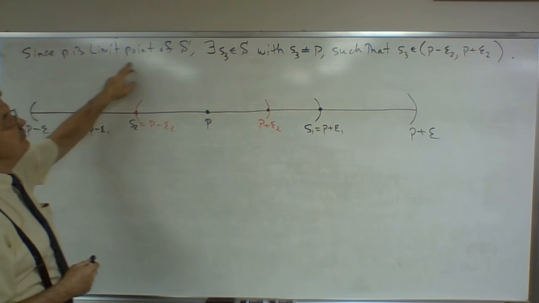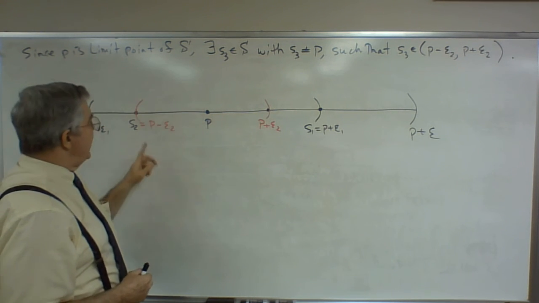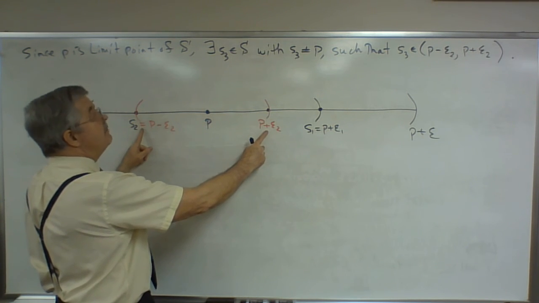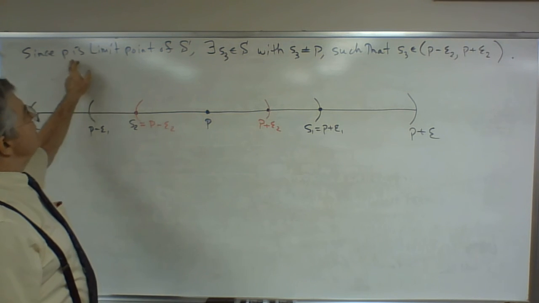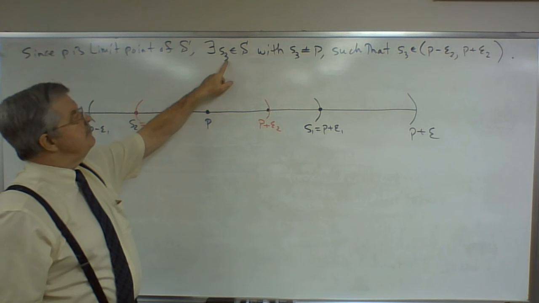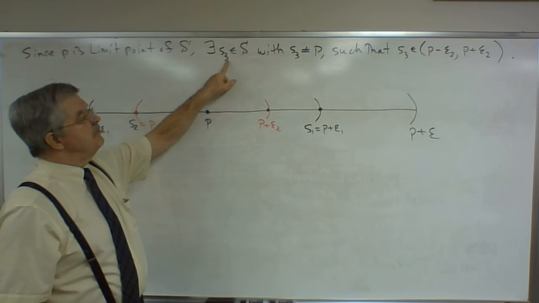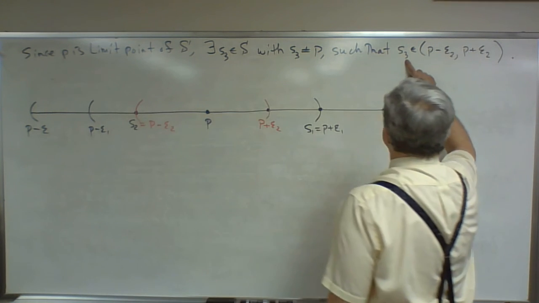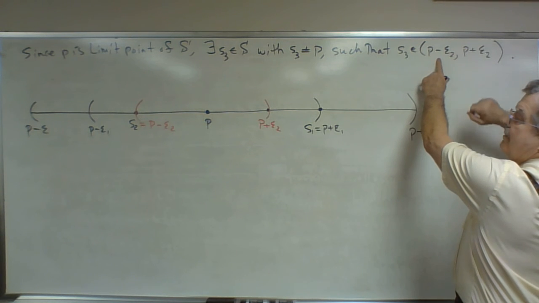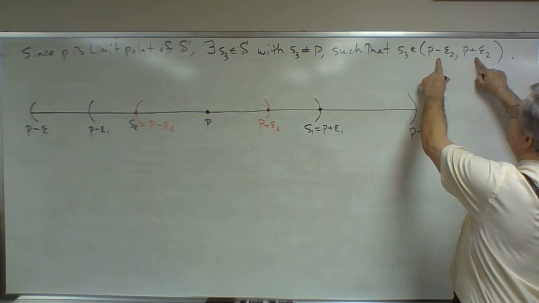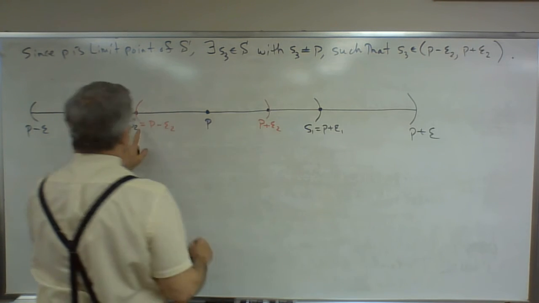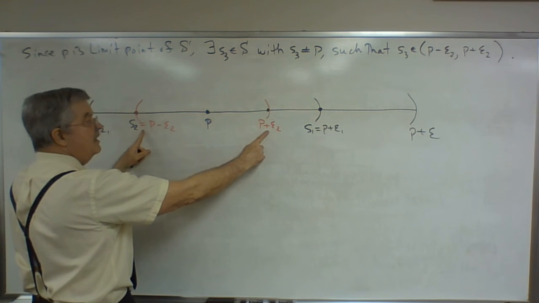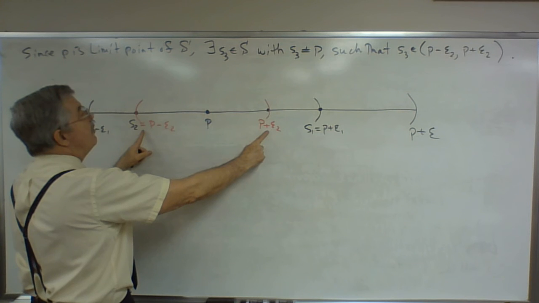But since P is a limit point of S, there has to be an element of S in this interval other than P itself. So there has to be some element of S, S sub 3, where S sub 3 is not equal to P, and such that S sub 3 is in this interval, P minus epsilon over 2, P plus epsilon over 2. So somewhere in this interval there's this point S sub 3.